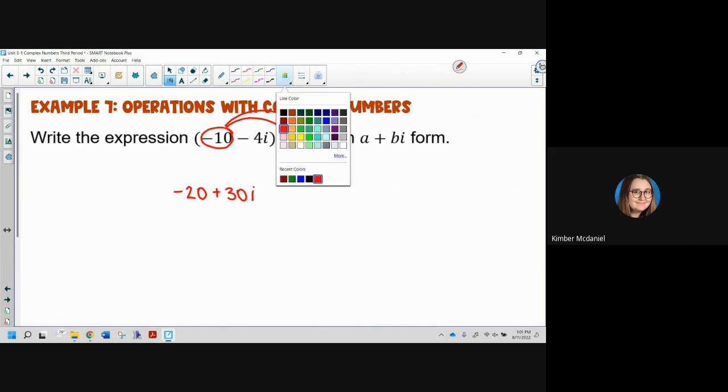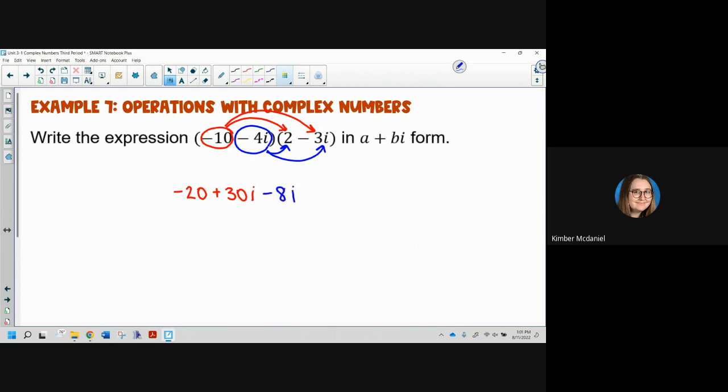Now, let's do the same thing with the negative 4i. So we're going to do negative 4i times each of these. Negative 4i times 2 is going to be negative 8i. Negative 4i times negative 3i is going to be a positive 12, but what's going to go with it? i squared. Again, the difference is both of these have an i, so it's going to be i squared.